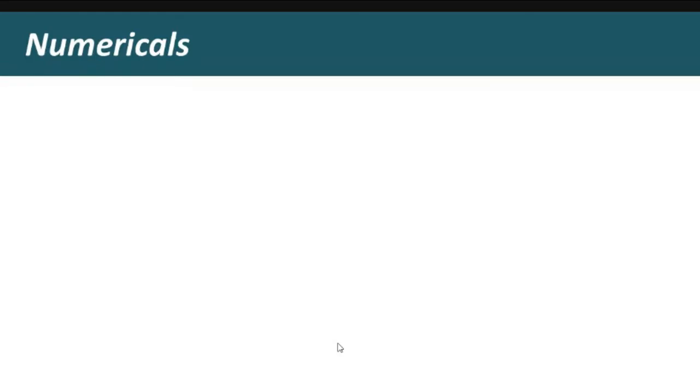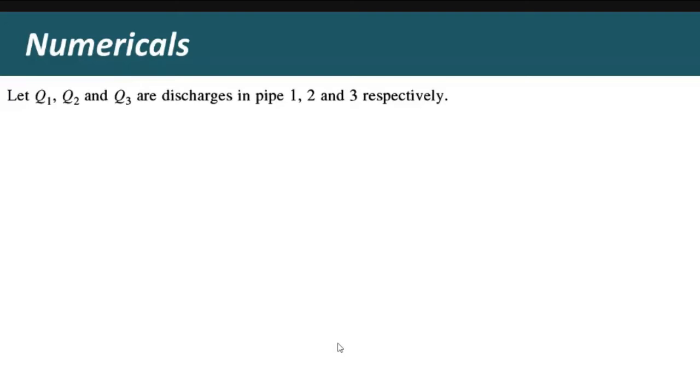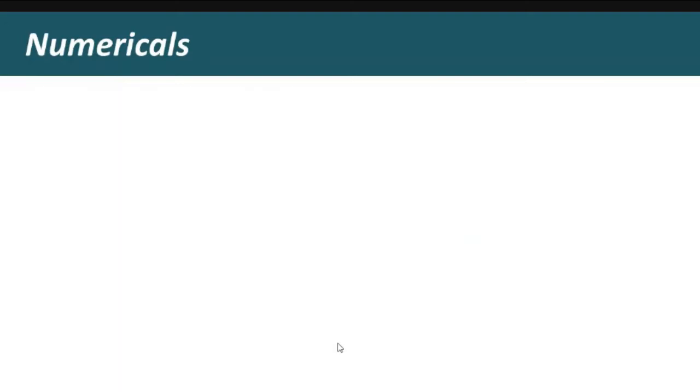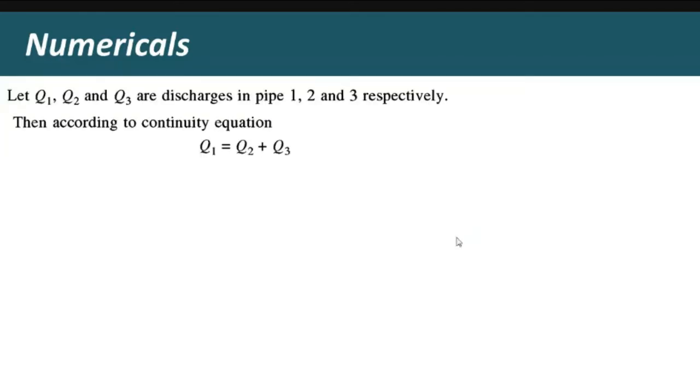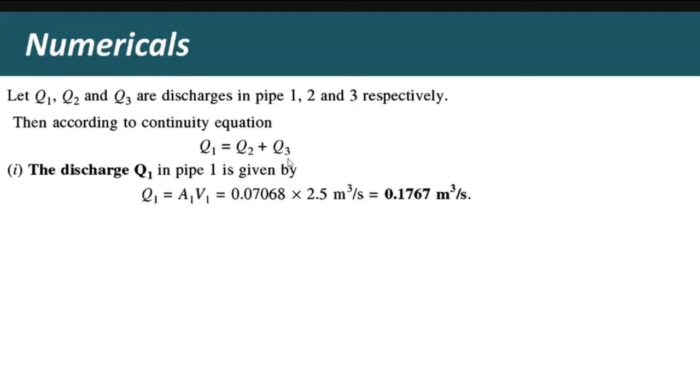So we will select Q1, Q2 and Q3. These are the discharges in pipe 1, 2 and 3 respectively. Okay. So according to the continuity equation, whatever the discharge at inlet, it should be equal to the discharge at outlet. But the outlet has two pipes, pipe 2 and pipe 3. Therefore, inlet discharge Q1 should be equal to the addition of outlet discharges Q2 plus Q3. Therefore, first of all, we will find the discharge in pipe 1. So for pipe 1, Q1 is nothing but A1 into V1. So pi by 4 D1 square, which is 0.07068, into 2.5. So it is 0.1767 meter cube per second.